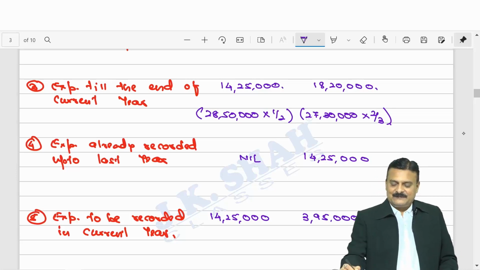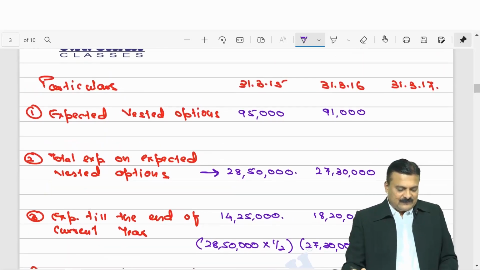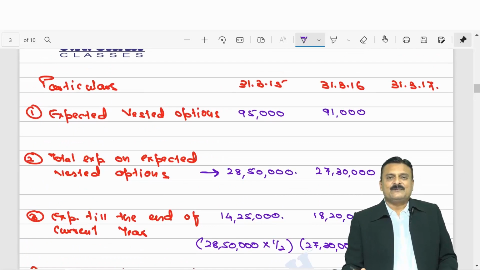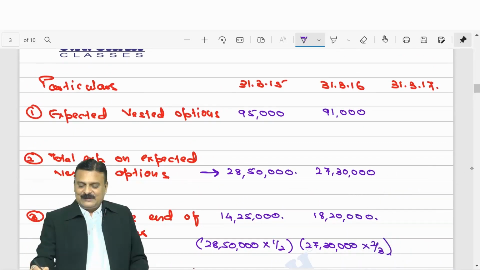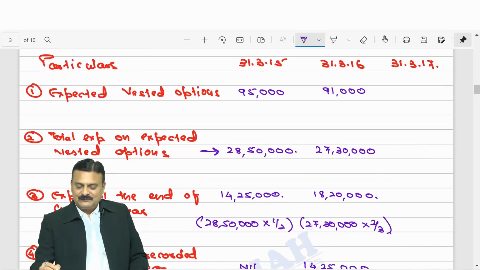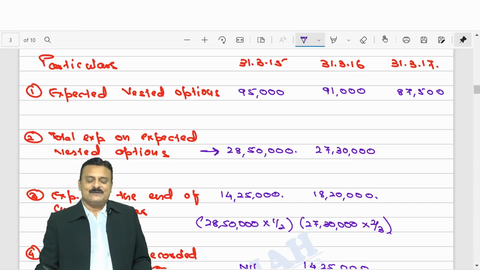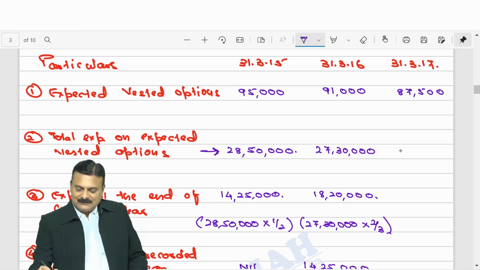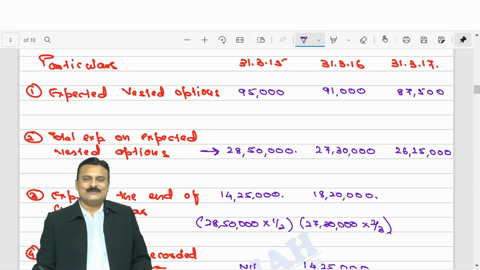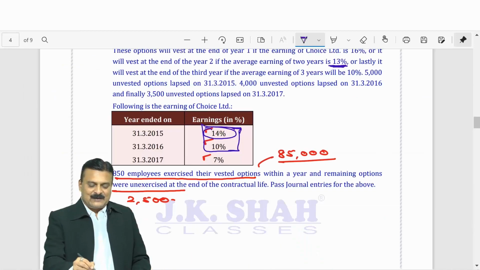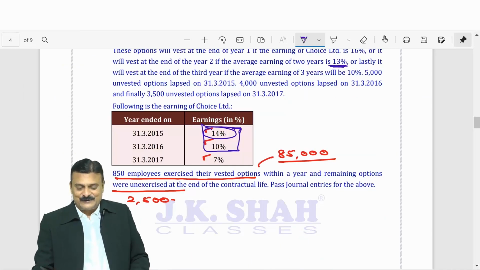Third year, question says further 3,500 lapses. So 91,000 minus 3,500. This will be 87,500 multiplied by 30. So my expenditure will be 26,25,000. Confirm. Have we satisfied the condition in the third year?